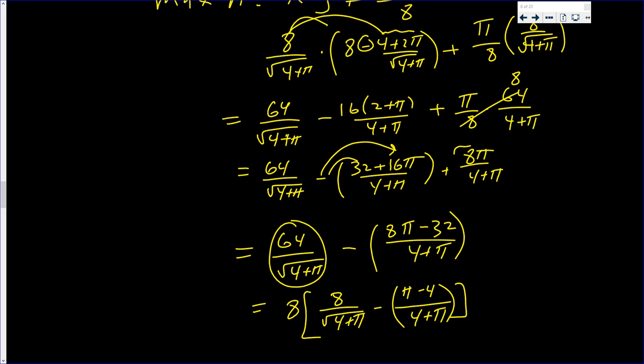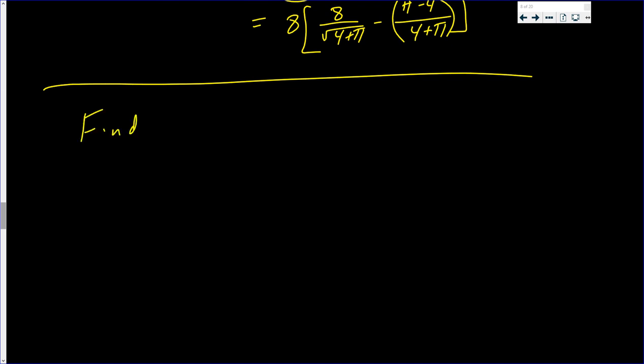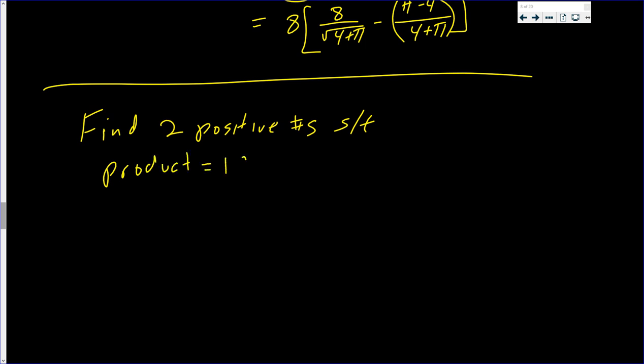Okay, let's do a couple more problems, and then we'll end with a really nice one. One where you could show your teacher up. So suppose we want to find two positive numbers such that the product of the two numbers is 192, but you want the sum to be the min.